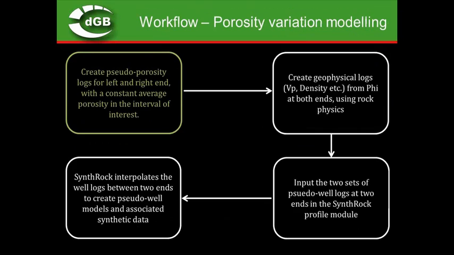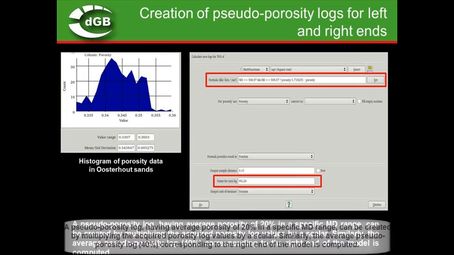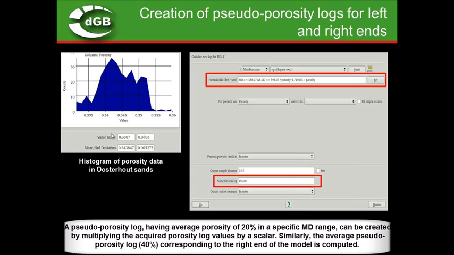So the first step of the porosity variation modeling workflow is to create a pseudo-porosity log for left and right ends. So this is again similar to creation of a scaled water saturation log, which has already been described. So again, you analyze your histogram of the porosity data in the interval of interest, and you compute an appropriate scalar which, when applied in a well-defined MD range corresponding to your interval of interest, will scale down your acquired porosity log such that the average porosity in the interval of interest between this MD range will become 20%, for example. And again, outside this MD range, we will keep the acquired porosity log unedited.